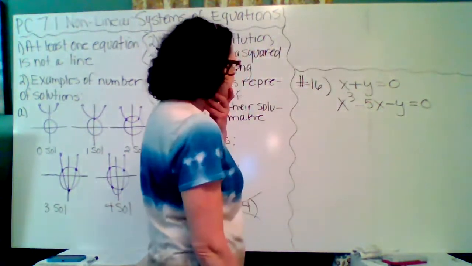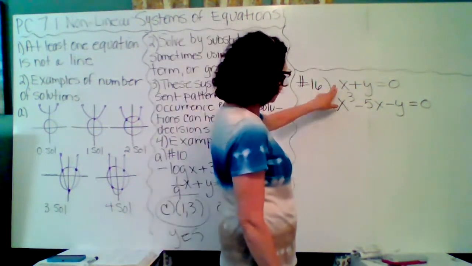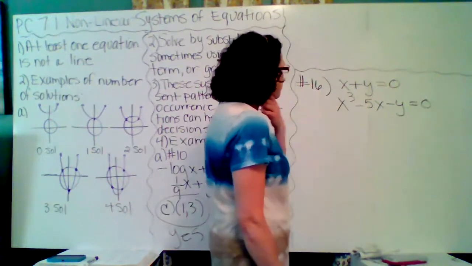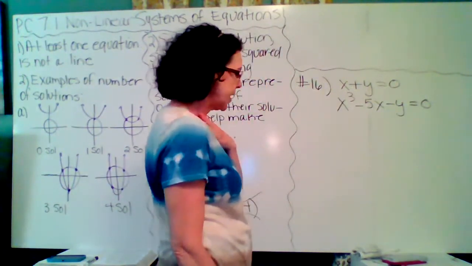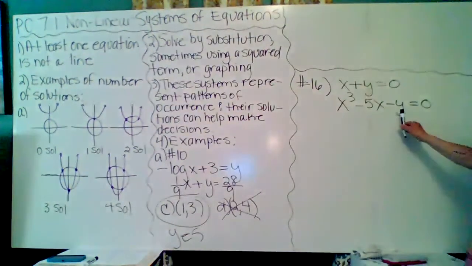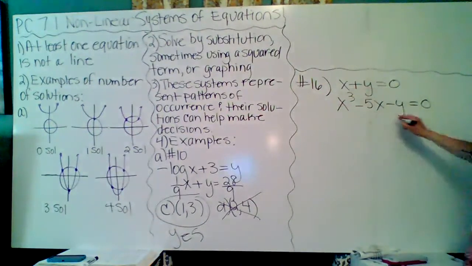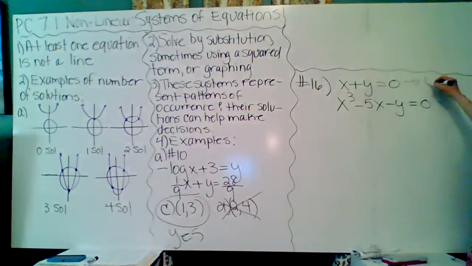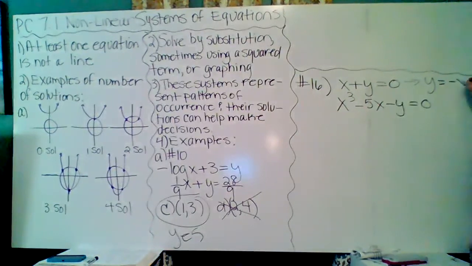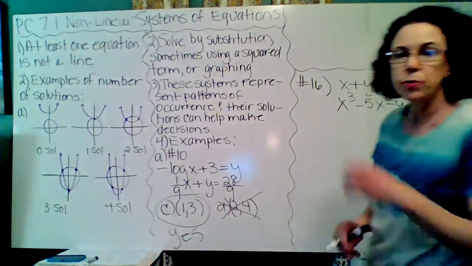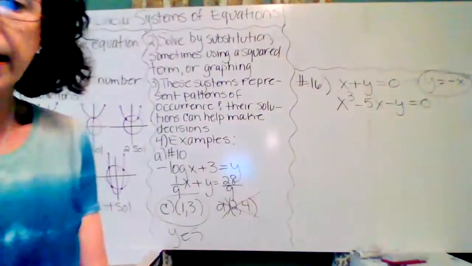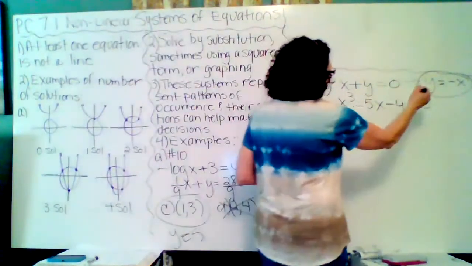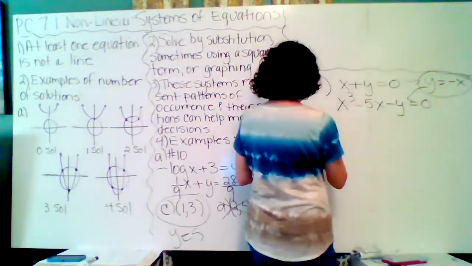So a couple ways to go here. I have a line and a cubic equation, so I think I'm going to try substitution. It would be really nice in this more difficult equation if I only had x's. So in my first equation, I'm going to subtract an x from both sides, and my first equation can be rewritten as y equals negative x. Okay, so this means this y right here, I can replace with a negative x.